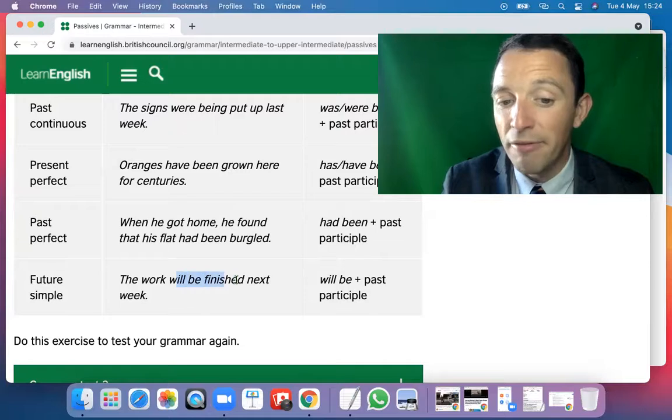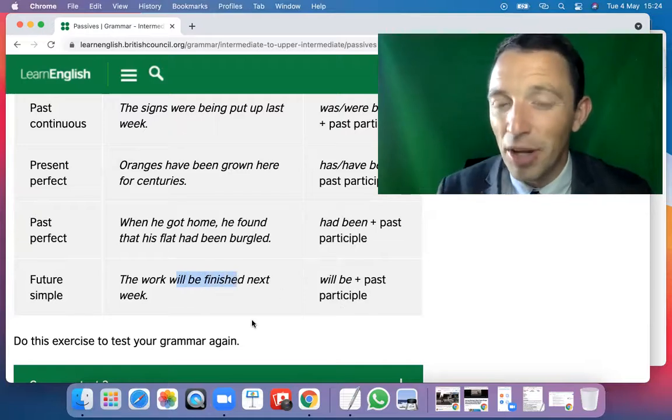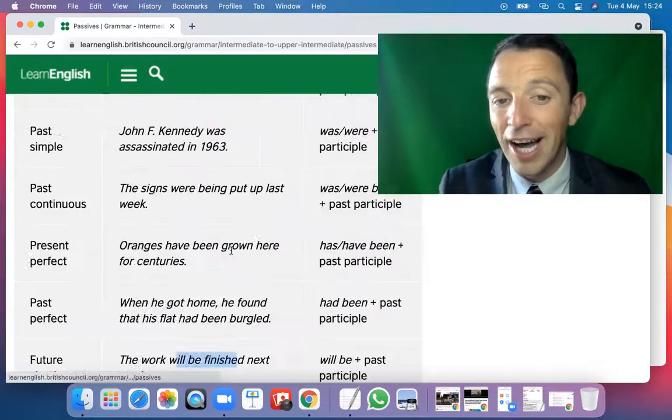So the work will be finished next week. So that's a very good example of the future simple. Now we can look at the exercises.